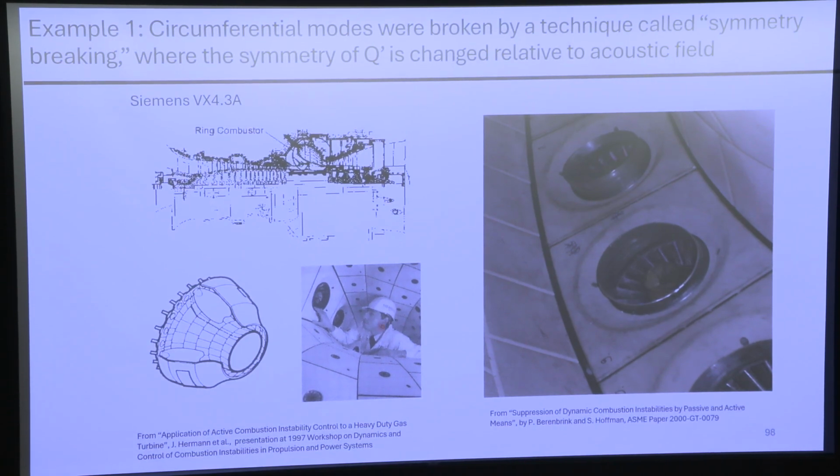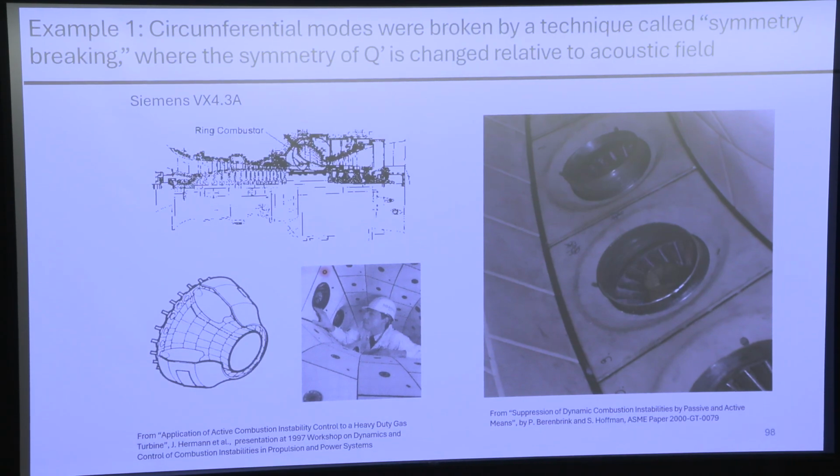This is a dude in the annular passage. You can see how big these things are, right? These machines are massive. These are the fuel injectors, and then the liner here is a bunch of plates, and you've got this dome plate here. As we'll talk about a little bit later, one of the types of acoustic modes that can show up is not just the longitudinal mode, but the circumferential mode.